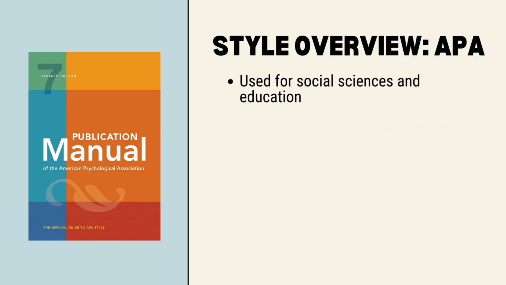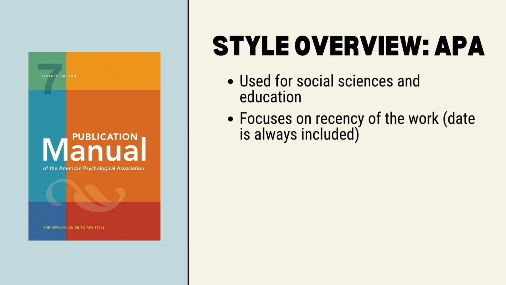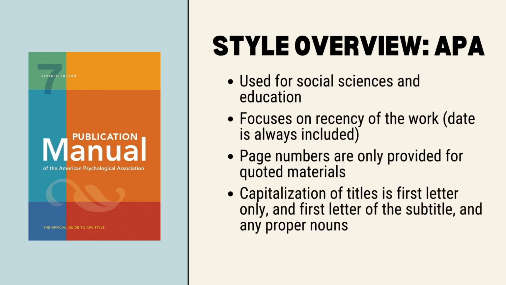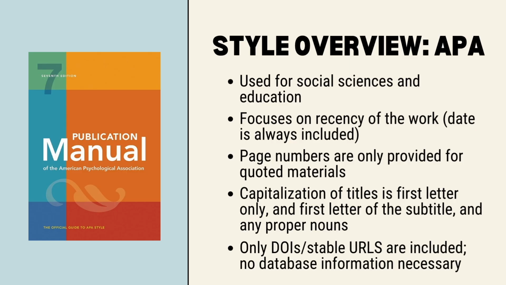Now looking at APA, which is used for social sciences and education. It focuses on the recency of the work, so the date is always included. Unlike MLA, for APA, page numbers are only provided for quoted materials for in-text citations. The capitalization of titles is the first letter only, the first letter of the subtitle, and any proper nouns. And APA uses just the DOIs or stable URLs. It will not include database information.